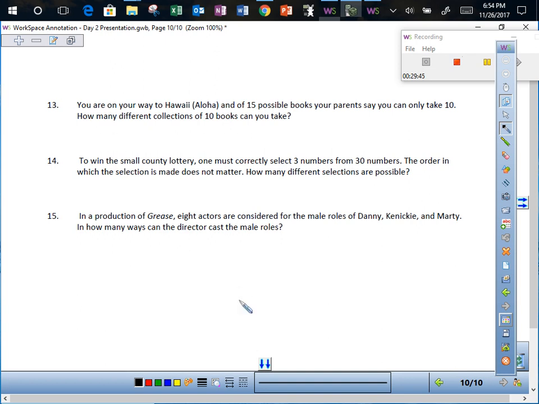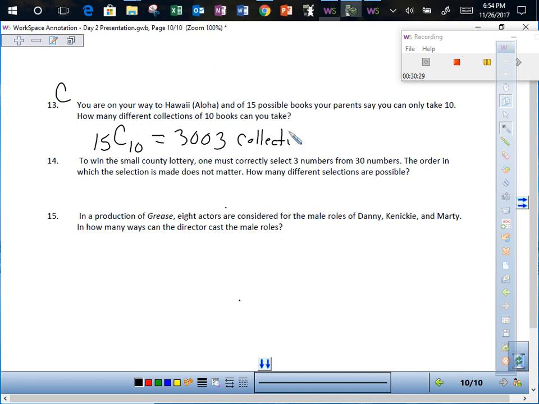So in this case, this is going to be a combination. I got 15 books to choose from. It's a combination, and we're going to pick 10 of them. Run that through a calculator. I'm going to get that there's 3,003 different collections that he could come up with. Guys, the reason I used the word collections is it was used right there.